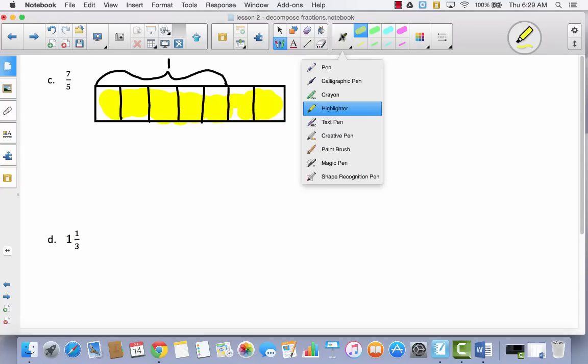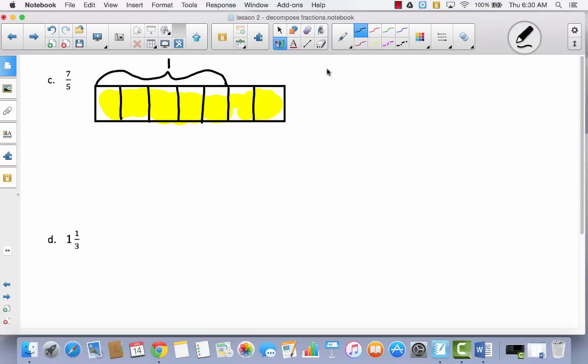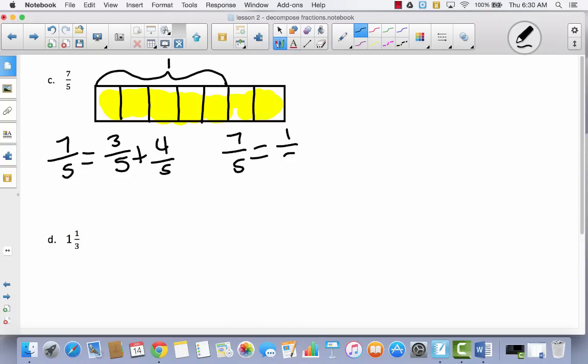And now I have to write 3 number sentences. Now again, our number sentences may not be exactly alike, and that's okay as long as yours equals 7/5. All right, so I'm going to do 7/5 equals 3/5 plus 4/5, and then I'll do 7/5 equals 1/5 plus 6/5, and then I'll do 7/5 equals 1 plus 2/5. Maybe you have some of these same ones.